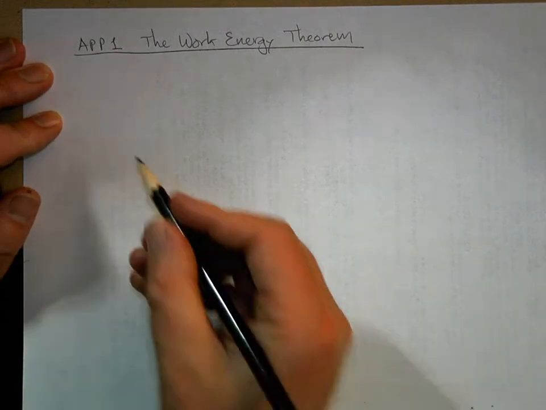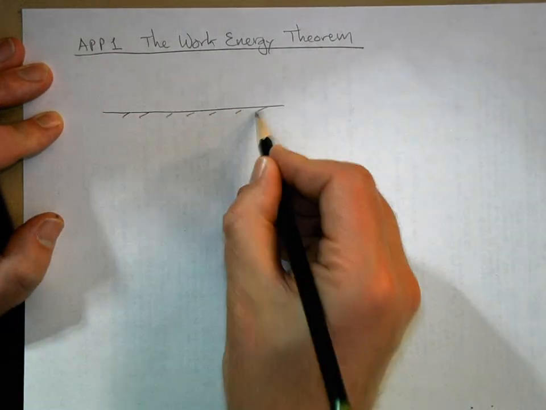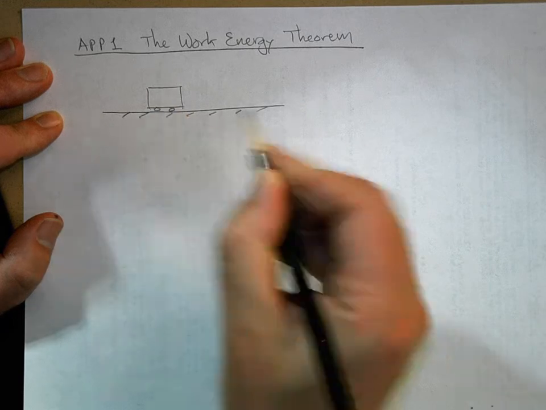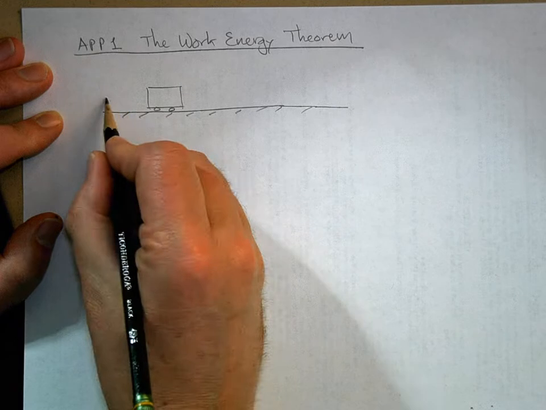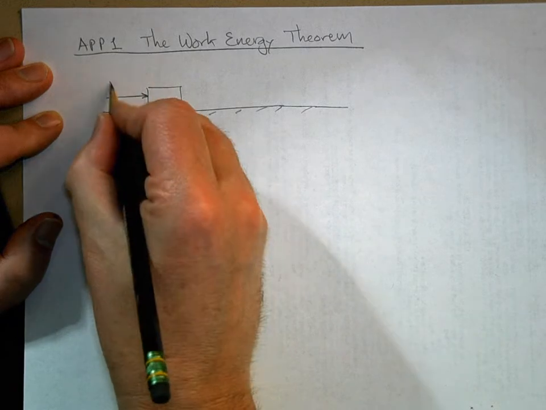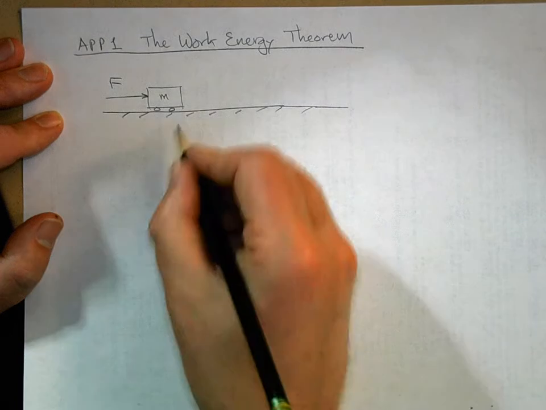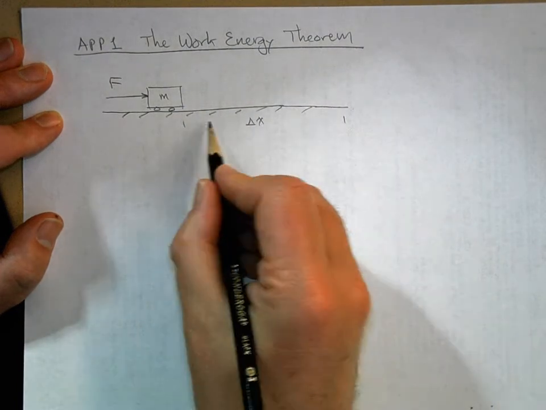So here's the situation we had, and earlier we worked a problem similar to this. If we have, I'm just going to put a crate on wheels again, and we apply a force to it. Here's a force. This has a certain mass m, and we're going to move a certain displacement delta x.